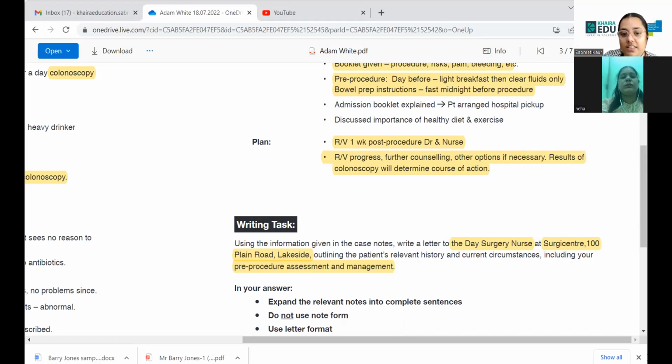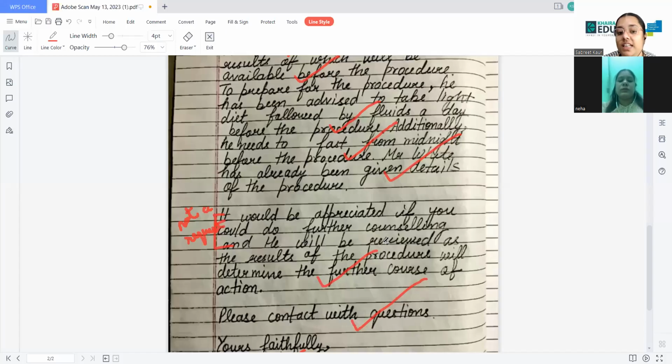So you cannot request the recipient of the letter for further counseling, while you in your letter have done that. So "it would be appreciated if you could do further counseling" would be incorrect understanding of case notes. I would not suggest that you write this sentence. Instead, you could have written that he will be reviewed after the results of the procedure, because those will determine the further course of action. And accordingly, we will provide further counseling to the patient. So the further counseling is by the sender, not the receiver. So what I would suggest is that you read the case notes very carefully so that you're able to identify what task is to be done by the sender, and what task needs to be done by the receiver.